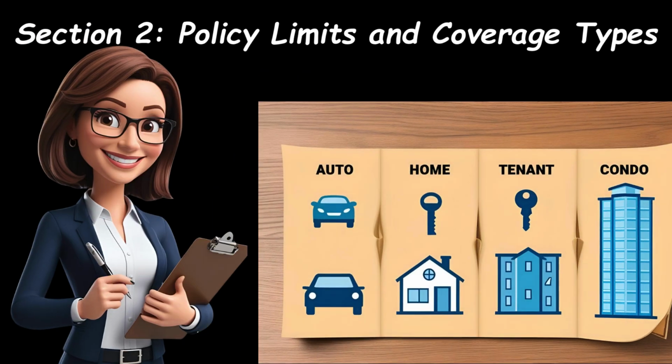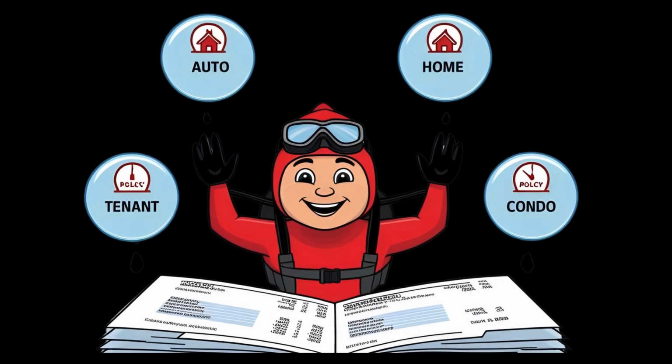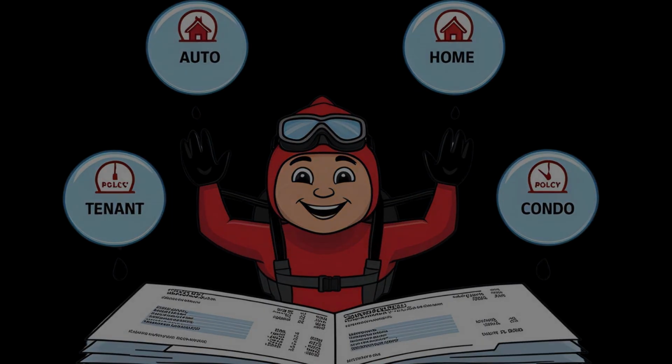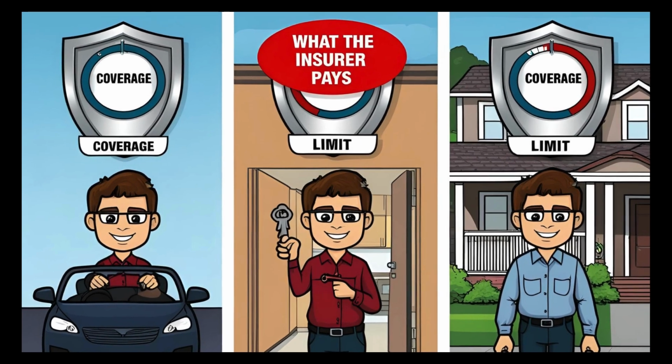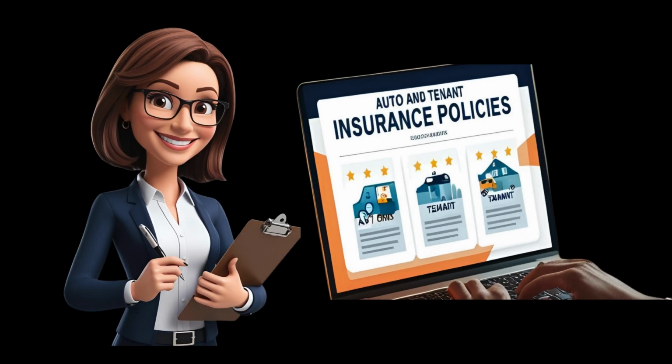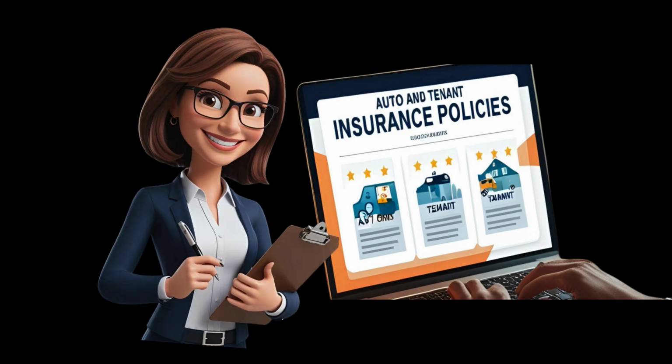Section 2. Understanding policy limits and coverage types. Okay, let's dive deeper into the different types of insurance policies and what their coverage limits really mean. Whether you're driving, renting, or owning, your policy is built around coverage types and limits. Let's use car and tenant insurance as an example. We shall cover home and condo insurance in related videos.